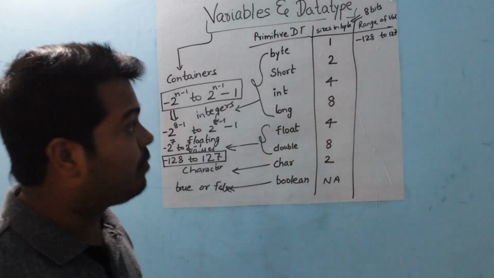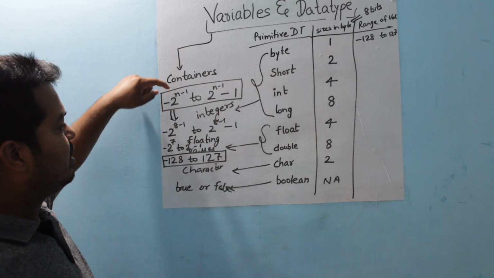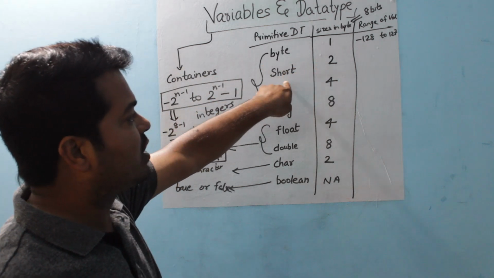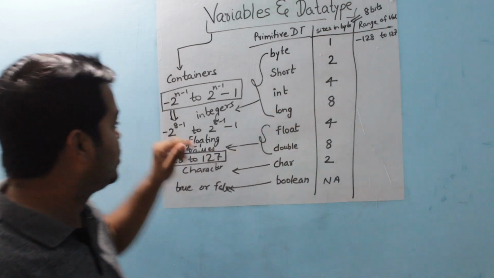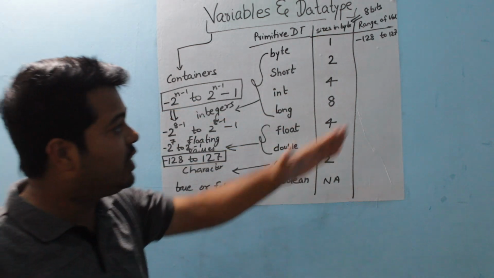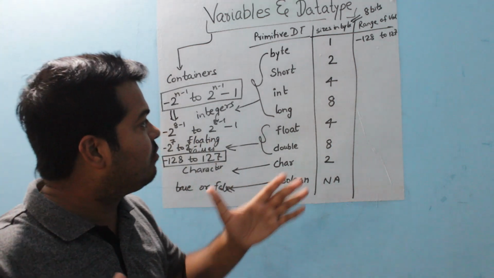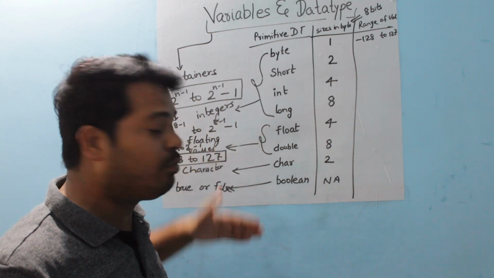In a similar way, for the range of values of short, for n you can put 16, because the size of short is 2 bytes and 2 bytes is always 16 bits. In the similar way, you can get the range of values for all of these. So now you will understand why we need byte, short, int, long, float, double, char, boolean.